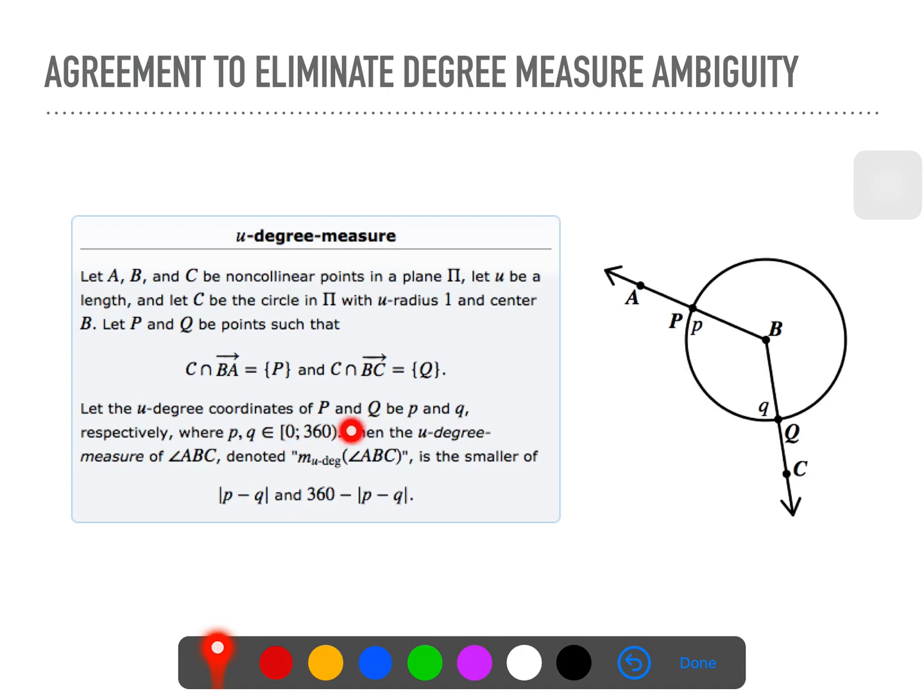Let the U degree coordinates of P and Q be p and q respectively, where p and q are somewhere between 0 and 360. Then the U degree measure of angle ABC, denoted m sub U deg of angle ABC, is the smaller of the absolute value of p minus q and 360 minus the absolute value of p minus q. So we're always going to choose the smaller of the two differences, the absolute value of those differences.